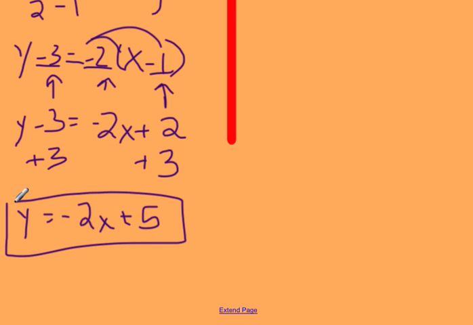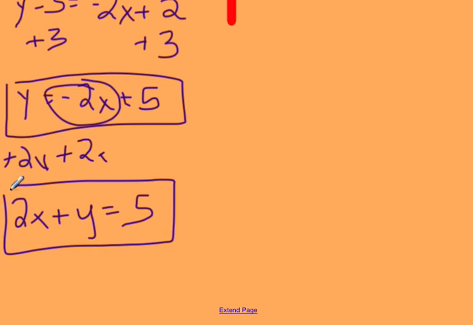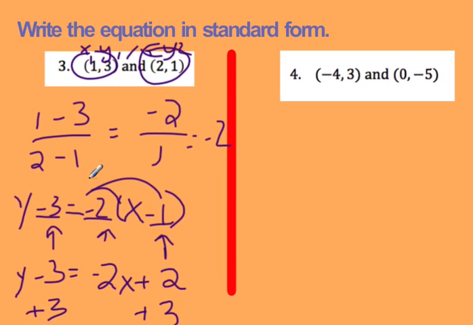So now I want to put it into standard form. In order to put it into standard form, I need to add 2x to both sides. Okay, so then I get 2x plus y is equal to 5. So there's the standard form. So as you can see, point-slope form can be converted into either slope-intercept or standard, and the answer for this one was actually looking for standard form.